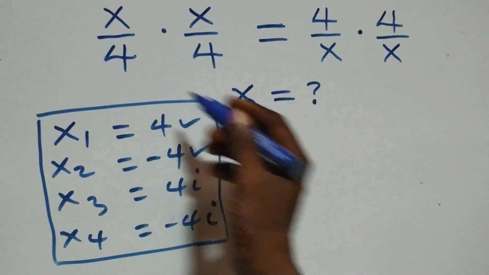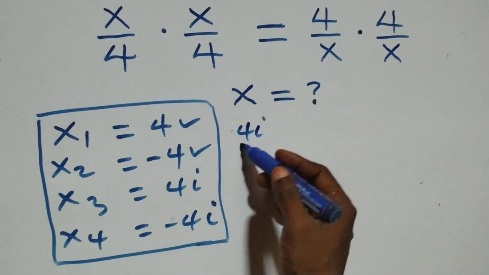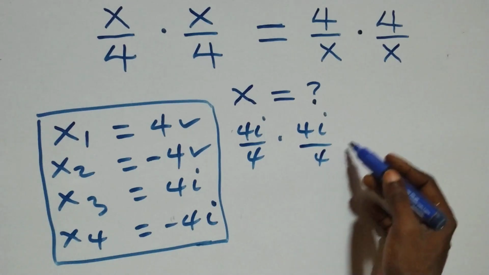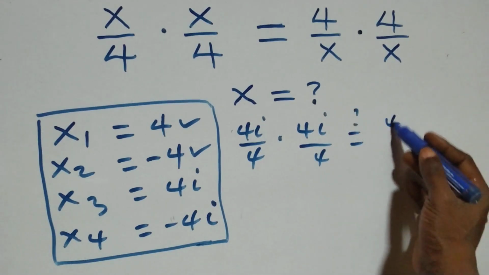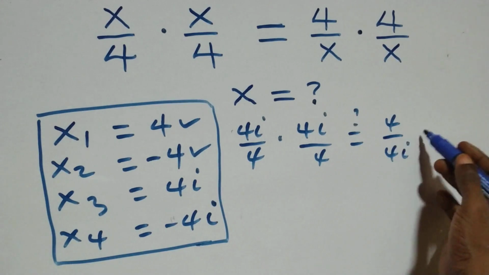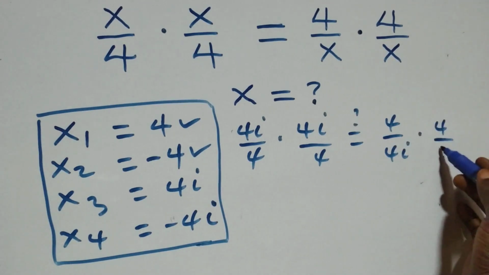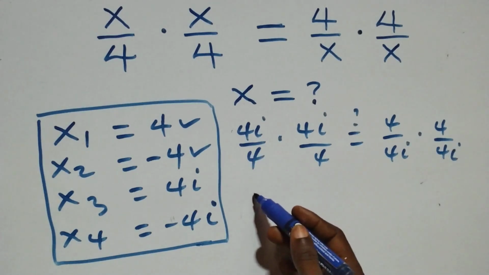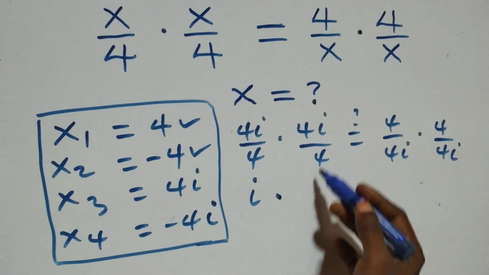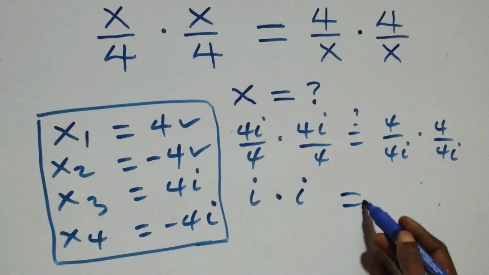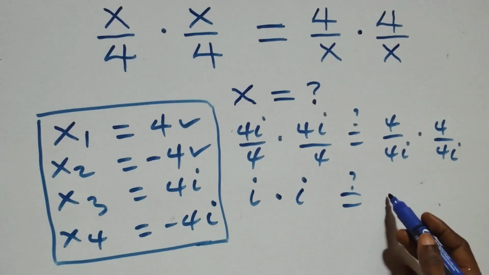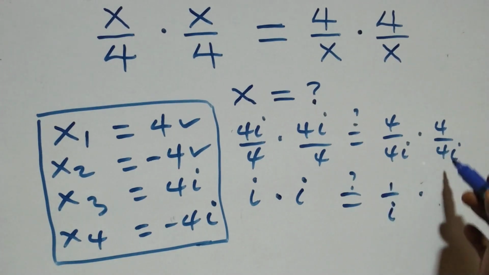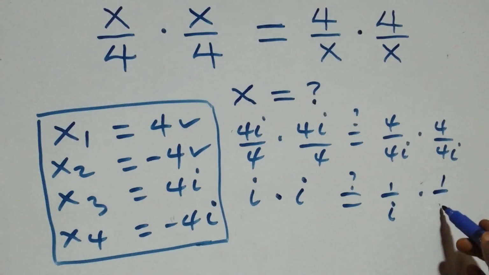Here this becomes 4i over 4 times 4i over 4, which equals 4 over 4i times 4 over 4i. Then 4i over 4, you can write that as i, times also 4i over 4, that's i. Equals 4 over 4i, you can write that as 1 over i, times also here 4 over 4i, that's 1 over i.